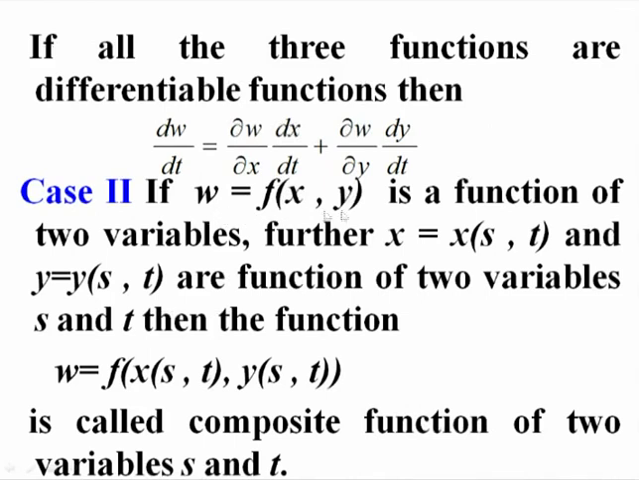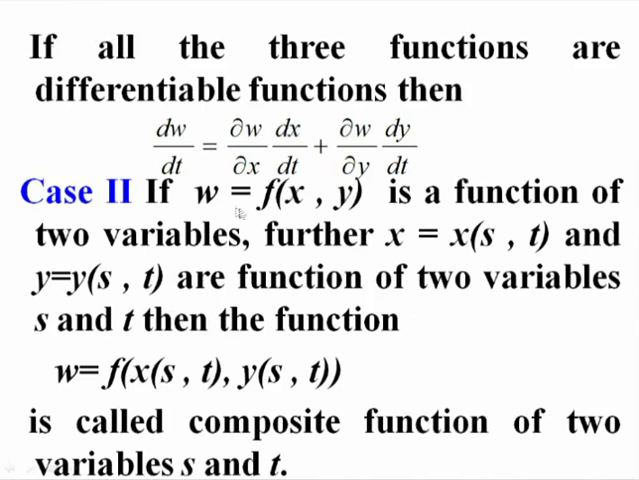Okay, now we take another case for composite function. Suppose all are functions of two variables. That means let w is equal to f of x comma y be a function of two variables. Further, x is a function of s and t, y is a function of s and t. Then the function w will become a composite function of s and t, because if we substitute the values of x and y in terms of s and t in this function, then we ultimately get w as a function of s and t.